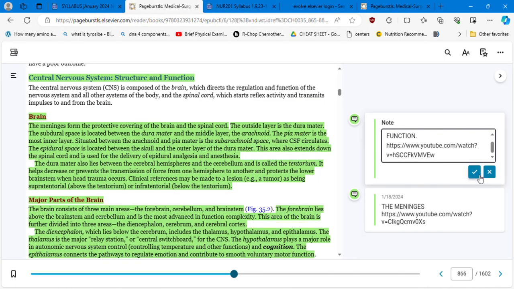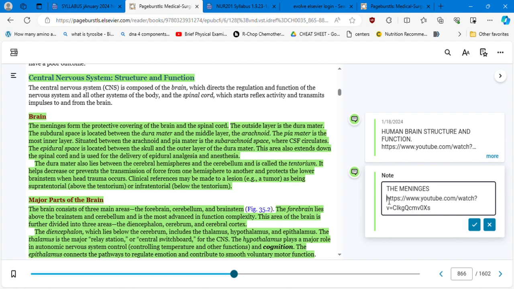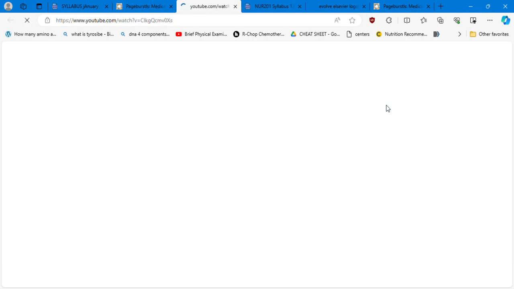Thank you so much. It was very nice to watch this video, right? So we have the brain, and covering the brain we have the meninges. These form a protective covering of the brain and the spinal cord. The outside layer is the dura mater. The subdural space is located between the dura mater and the middle layer, the arachnoid. And then we have the pia mater. I want you to watch another video to understand better, because in my experience, people get very confused with the meninges. Let's clarify.